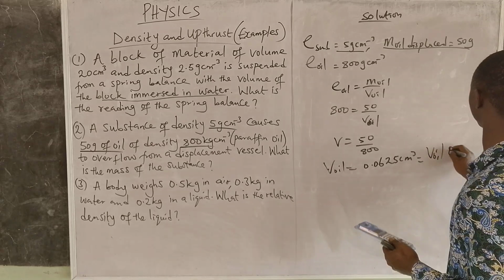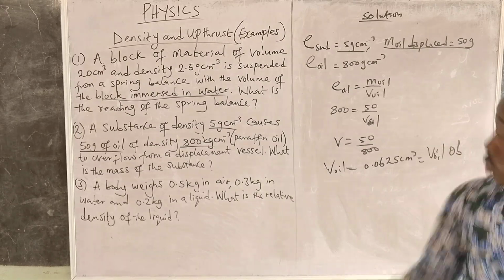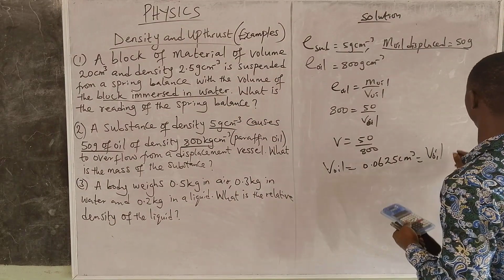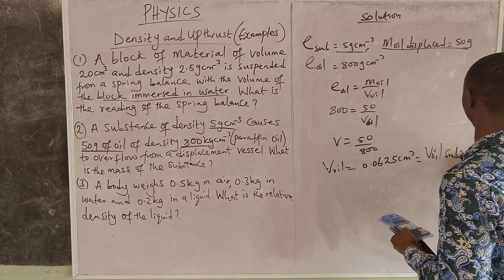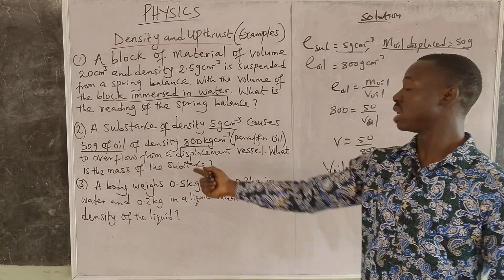Now don't forget that this volume of oil displaced is also equal to the volume of the object, of the substance. We are using substance this time around. This is the volume of substance immersed. All right. Now, what are we asked to calculate? The mass of the substance.